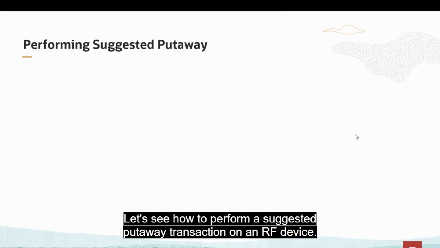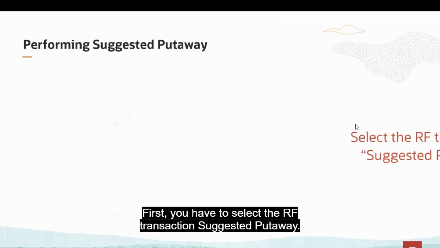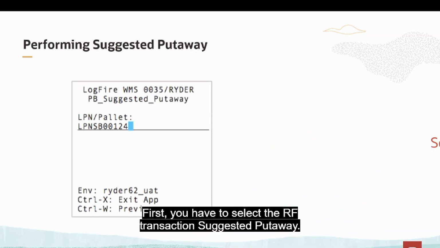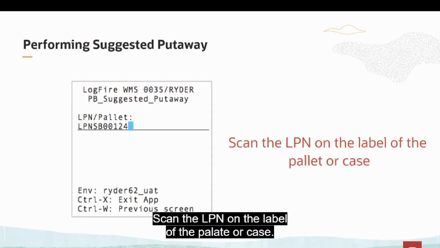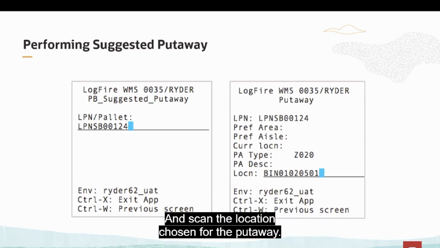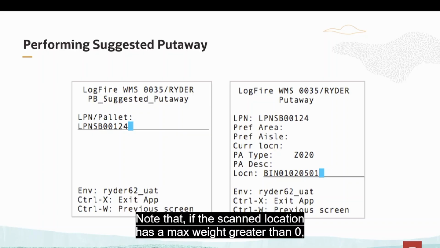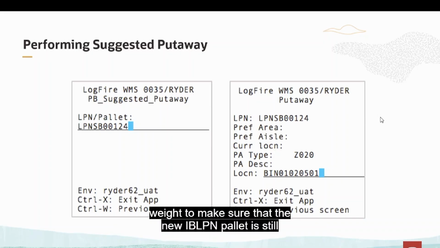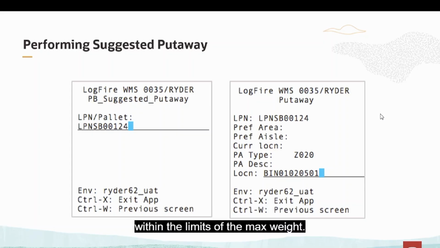Let's see how to perform a suggested putaway transaction on an RF device. First, you have to select the RF transaction, suggested putaway. Scan the LPN on the label of the pallet or case, and scan the location chosen for the putaway. Note that if the scanned location has a max weight greater than 0, the system will validate the location's max weight with a scanned IB LPN pallet weight to make sure that the new IB LPN pallet is still within the limits of the max weight.